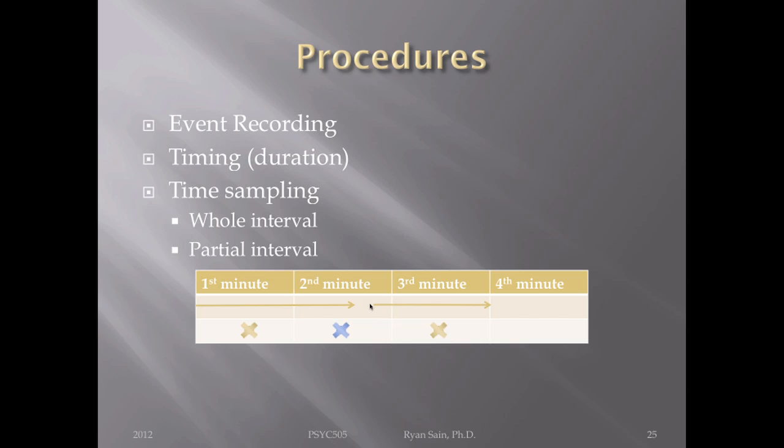So one overestimates, one underestimates. Partial interval is the one I've used the most. Sometimes people use whole interval. It's common, especially if it becomes a problem, for different things. It doesn't have to be 1 minute. This could be 10-minute intervals. And if the kid's completely off task for that entire time, that's a problem. If they're only off task for a little bit of the time, that's not too much of a problem. So it depends on the behavior that you're looking at as to when you want to use whole interval.